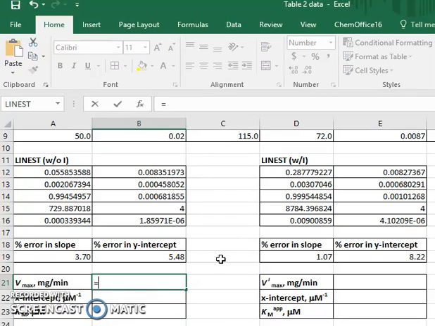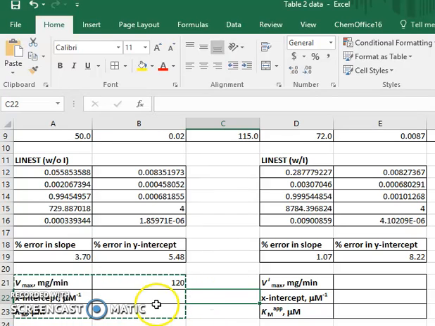So I type equals 1 divided by, and here's the y-intercept right here, and that's the value of the Vmax. I can decrease the number of significant figures to 3. It will be easier to calculate the Km if I know the value of the x-intercept, and I can calculate that using the line S data as well.